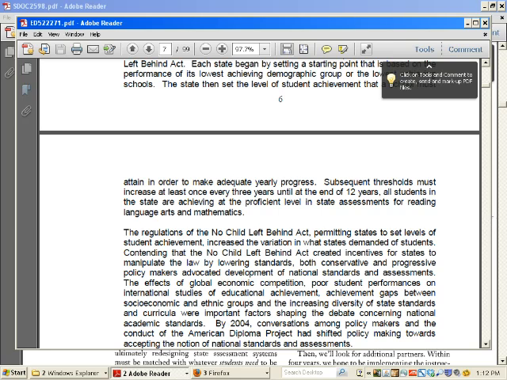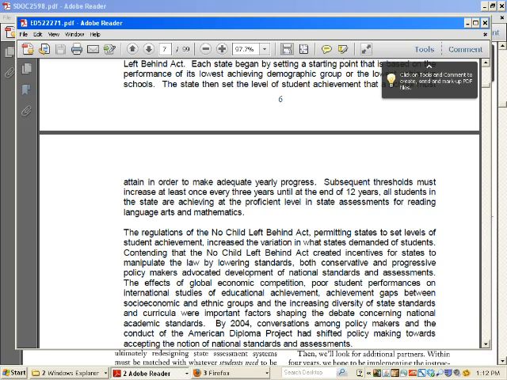The regulations of the No Child Left Behind Act, permitting states to set levels of student achievement, increased the variation in what states demanded of students. So the demands got more. Contending that the No Child Left Behind Act created incentives for states to manipulate the law by lowering standards, both conservative and progressive policymakers advocated the development of national standards and assessments.